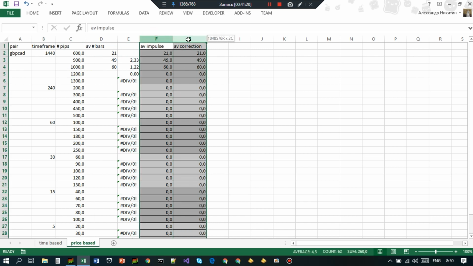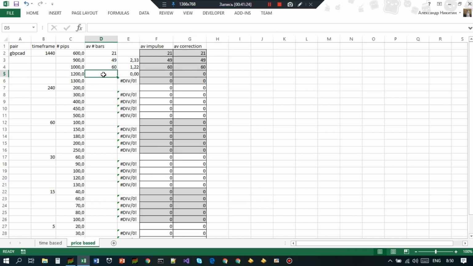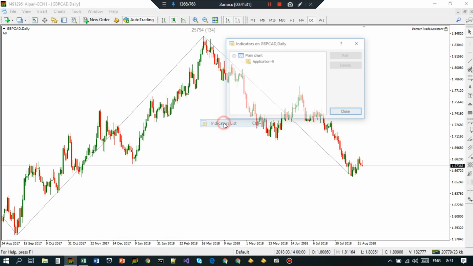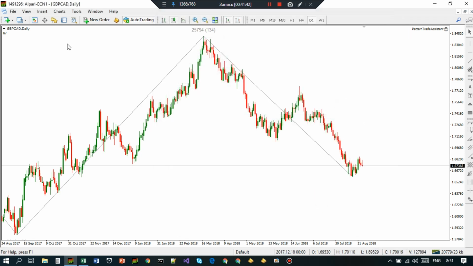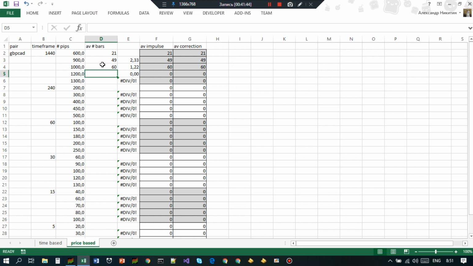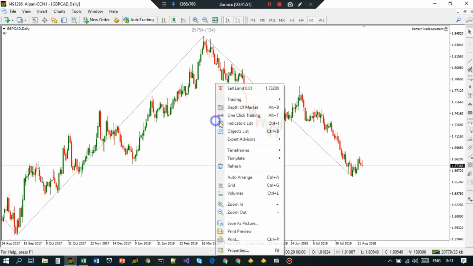And so let me also turn it this way: 1,200 pips. It gives us 87 bars. 87 bars and 103,000 pips.